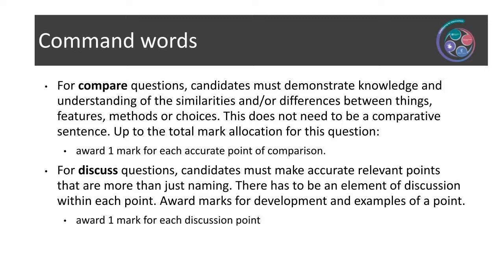And I guess that's the key point there. You're clearly stating what is similar or the same about the two elements you're talking about, and where are your clear differences. And you're going to get 1 mark for each accurate point of comparison. So if you're telling me about something and then you're telling me about something else, and you're saying that those two bits are either similar or different, you get 1 mark for doing all of that.